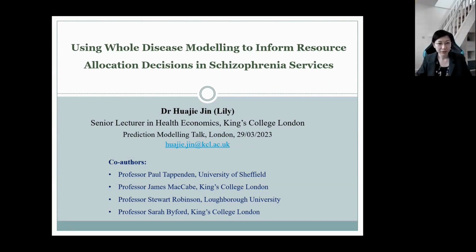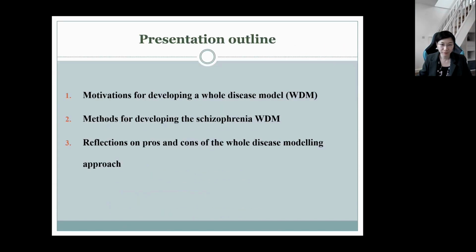Good afternoon, everyone. It is my great pleasure to present this schizophrenia whole disease model that I developed during my PhD with my co-authors, including Professor Paul Templeton, James McCabe, Stuart Robinson, and Sarah Byford.